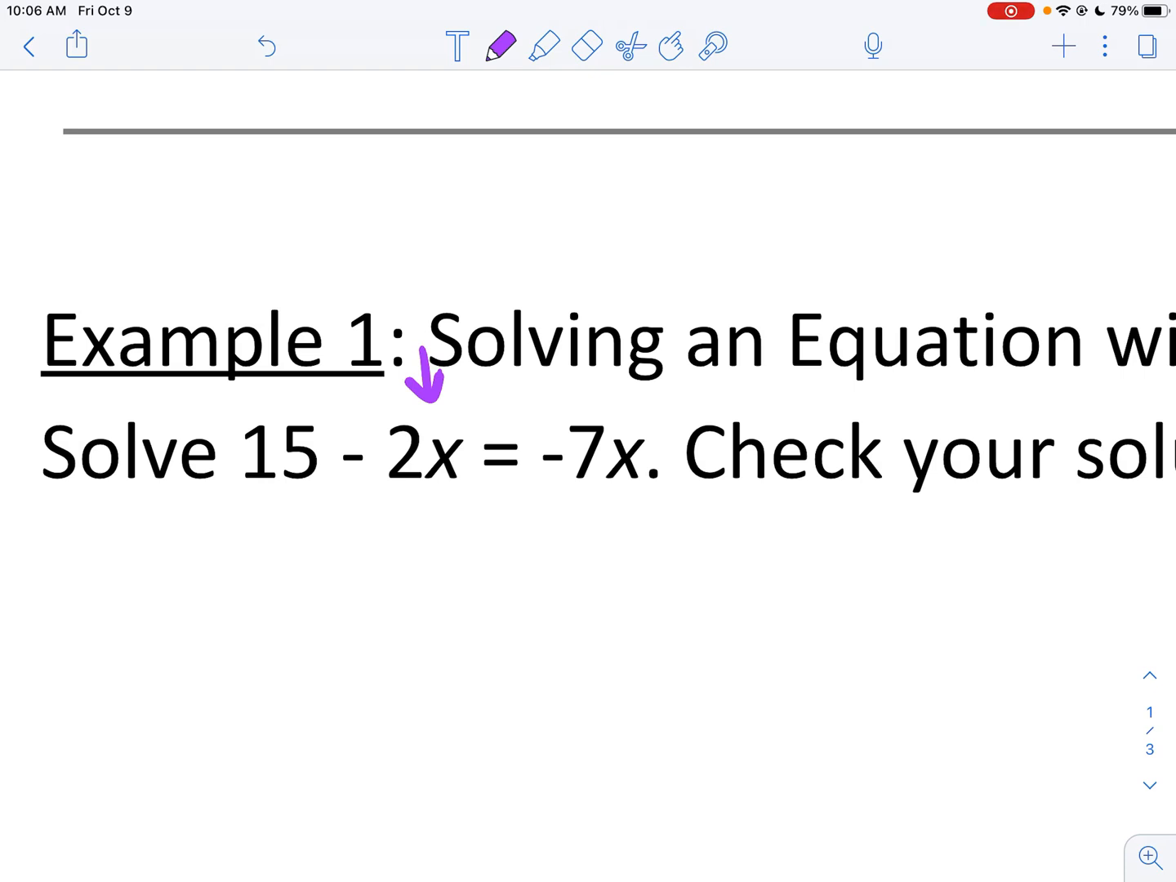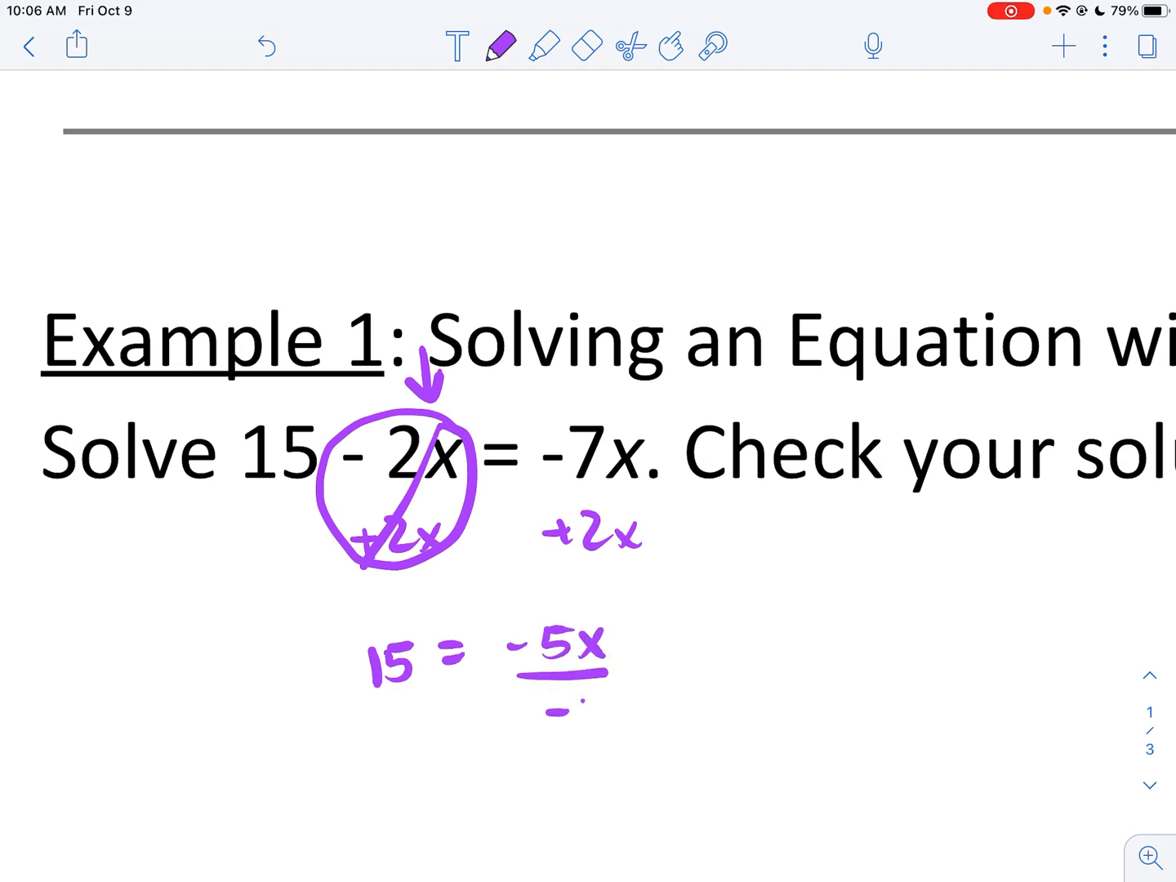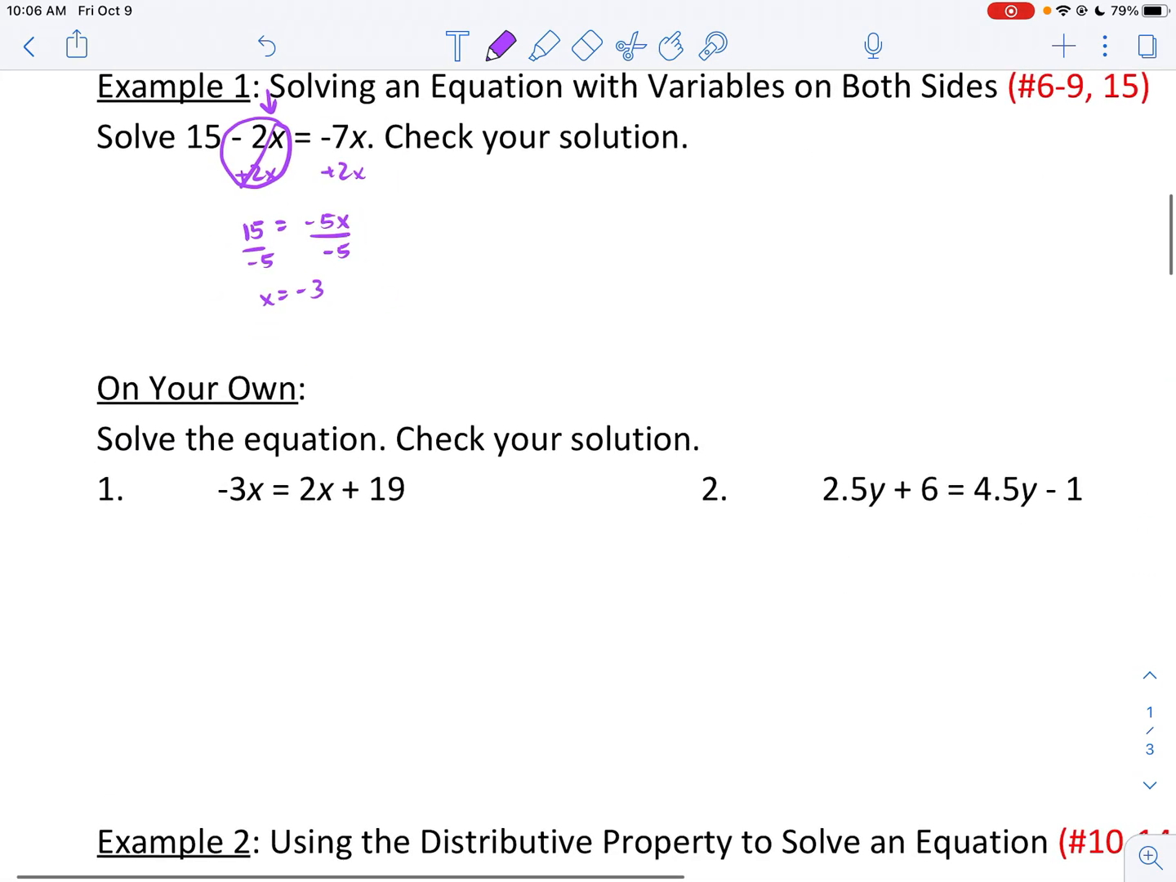I have a negative 2x, so I have to do positive 2x. Positive 2x. Remember, create a 0 pair. These cancel out. So you get 15 is equal to negative 7 plus 2 is negative 5x. Divide by negative 5. Divide by negative 5. I have x is equal to negative 3. Okay? So why don't we try examples 1 and 2 on your own.